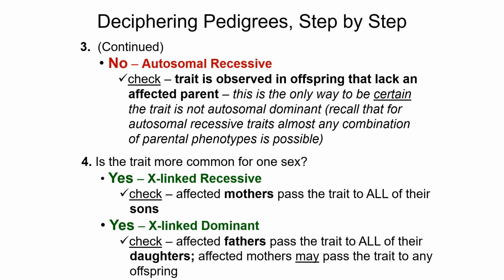Finally, X-linked dominant. If it's X-linked dominant, one key thing to look for is that fathers will pass it to all of their daughters. So if a father has, let's say, X big A, Y, the daughters are going to get one X from the father, one X from the mother. They're going to get that dominant X from their father. They are going to show this dominant trait. Affected mothers can pass that trait to any offspring, so daughters or sons.